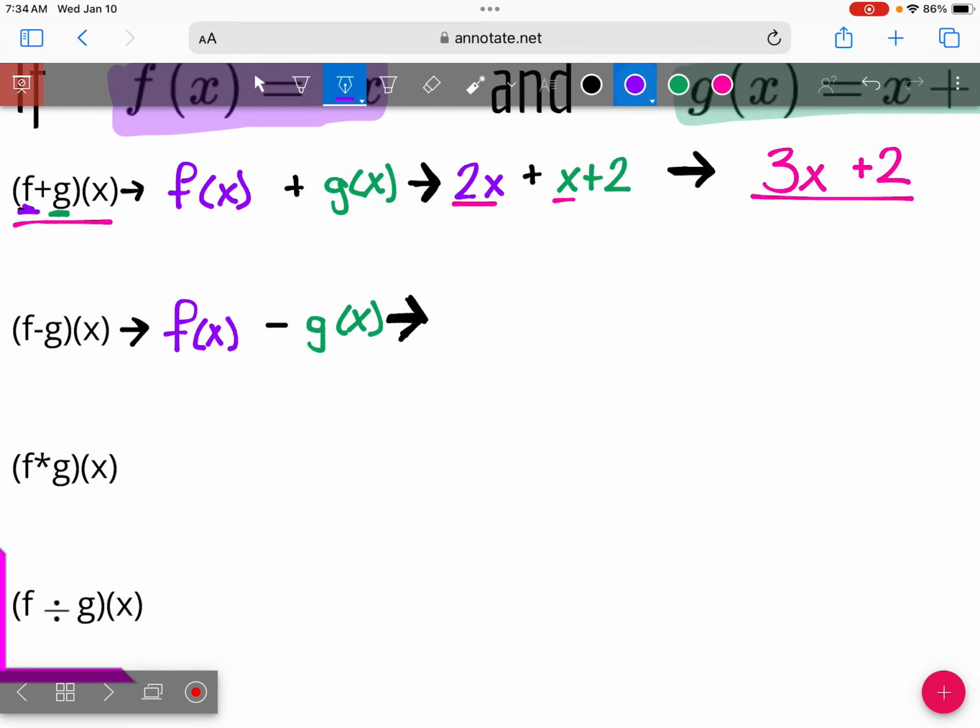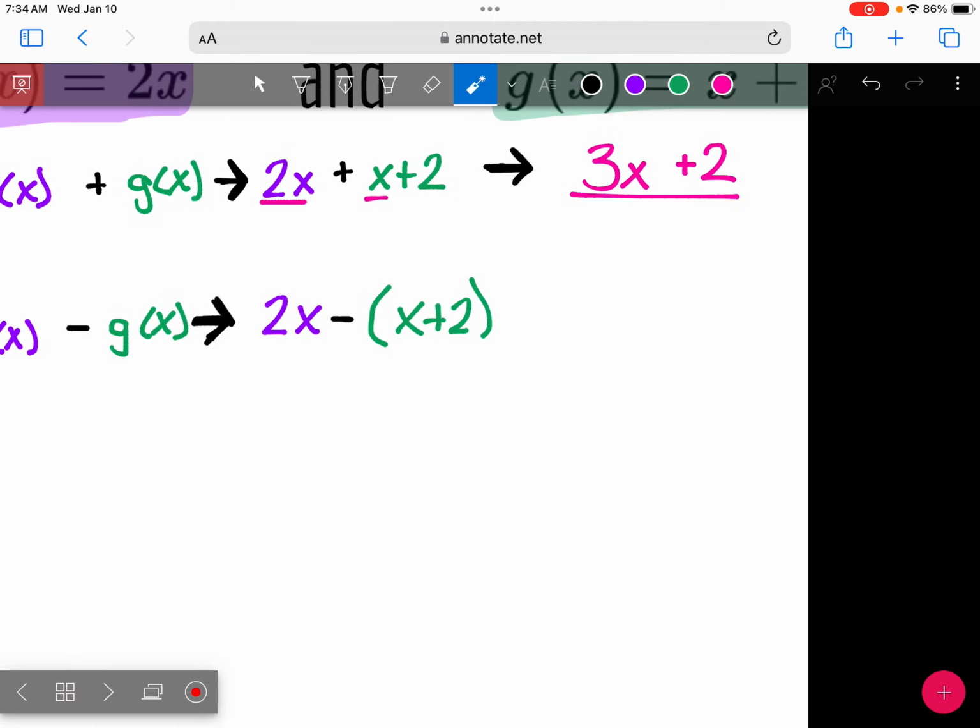So when I substitute these in, my f of x is still 2x. And then we're going to subtract my g of x. G of x is x plus 2. I put it in parentheses in subtraction because I need to subtract the whole thing, all of g of x. So I need to subtract both of those.